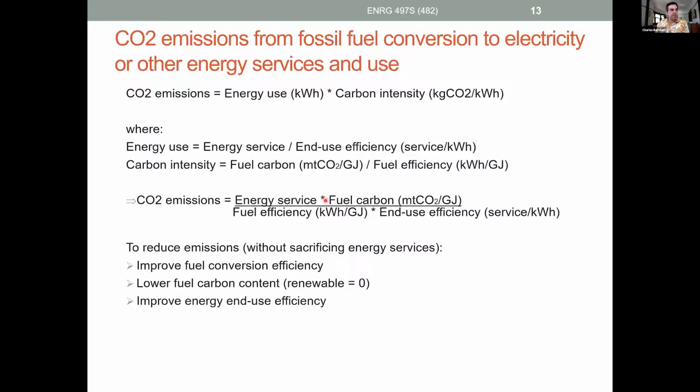All right, but in general, to reduce emissions, improve fuel conversion efficiency, lower the carbon content of the fuel itself, renewables are near zero. Well, they're zero for scope 1 and 2, but they're not zero for scope 3 because it still takes carbon and energy to build a solar panel, for example. Or you can improve end-use efficiency.